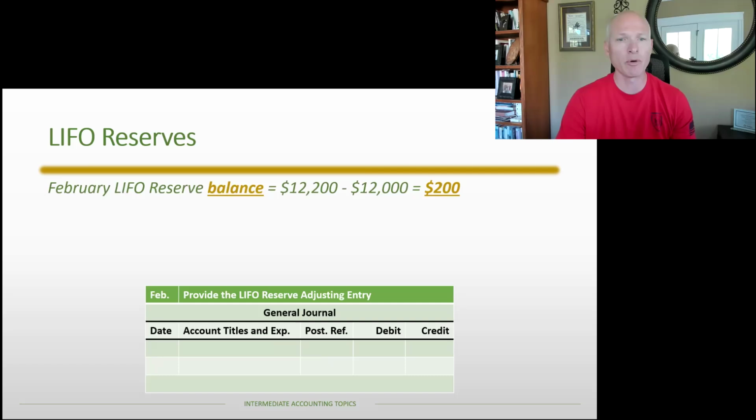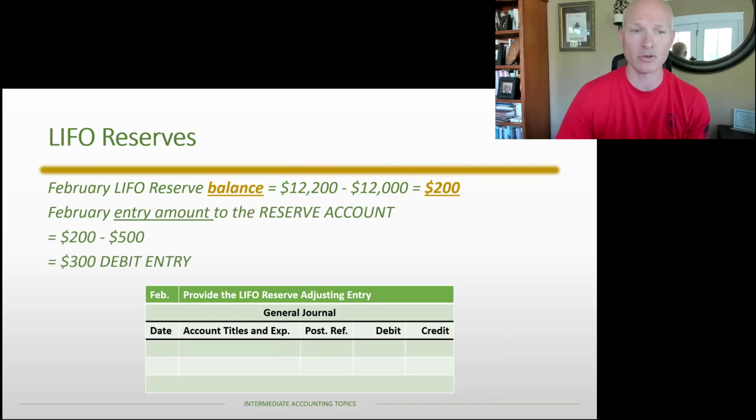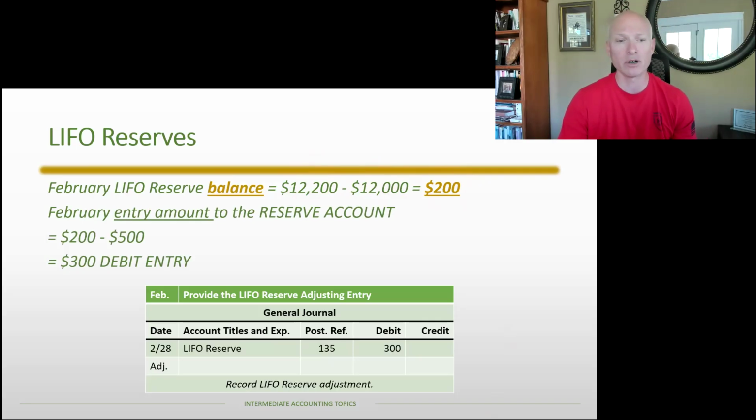Then in February, same idea. Again, this is the FIFO inventory, what we actually use. If we had been using LIFO, this would have been the inventory account balance. So there's a $200 credit balance to our LIFO reserve account. Comparing that to the prior balance of $500, we need a $300 debit entry to our LIFO reserve account. And so we would debit LIFO reserve, which means it's going to credit cost of goods sold. Again, we're basically forcing cost of goods sold to reflect LIFO.